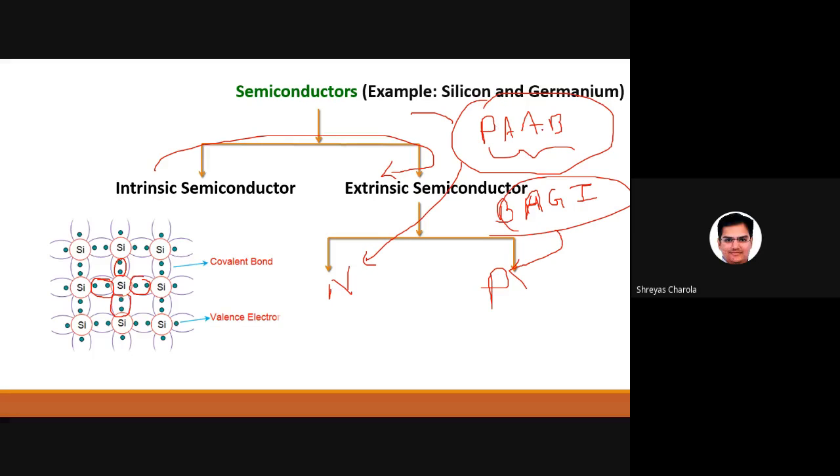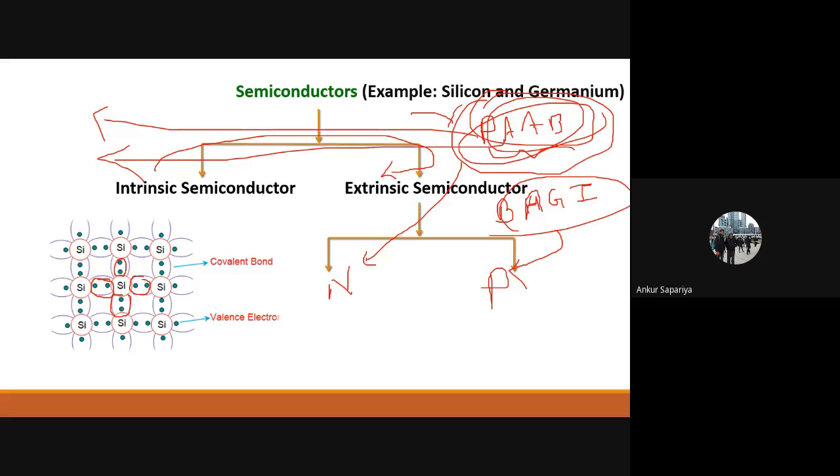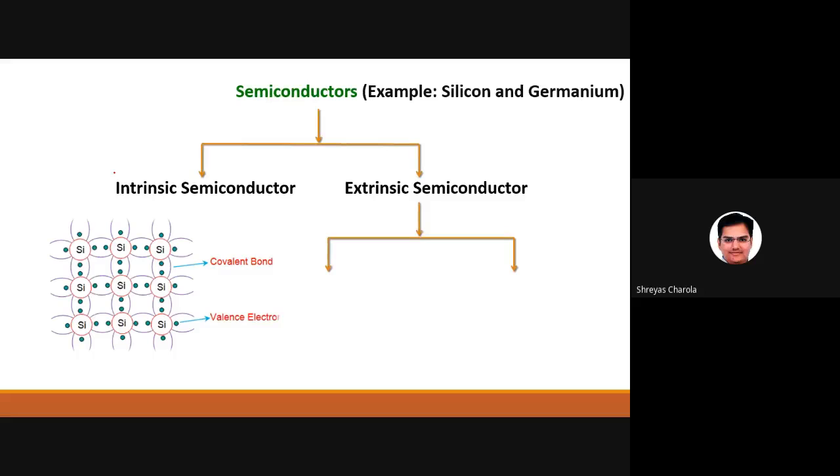What is the full form of this one? P stands for? Phosphorus. Okay. A stands for? Arsenic. Then another A, Antimony. And B stands for? Bismuth. What about this? Boron.